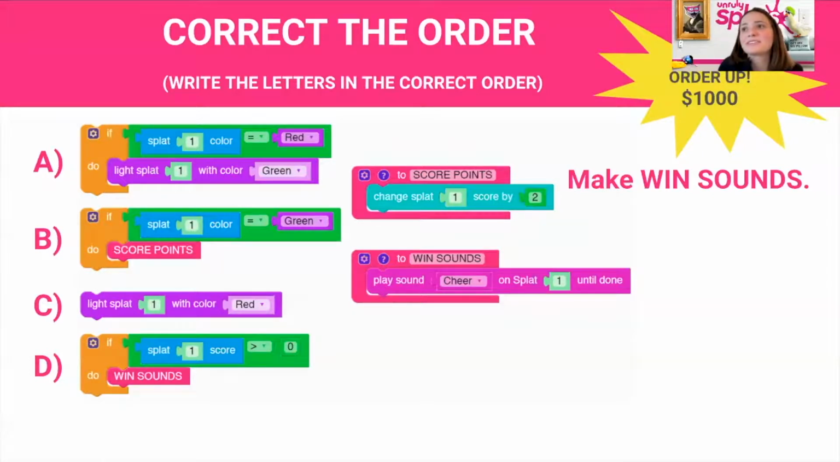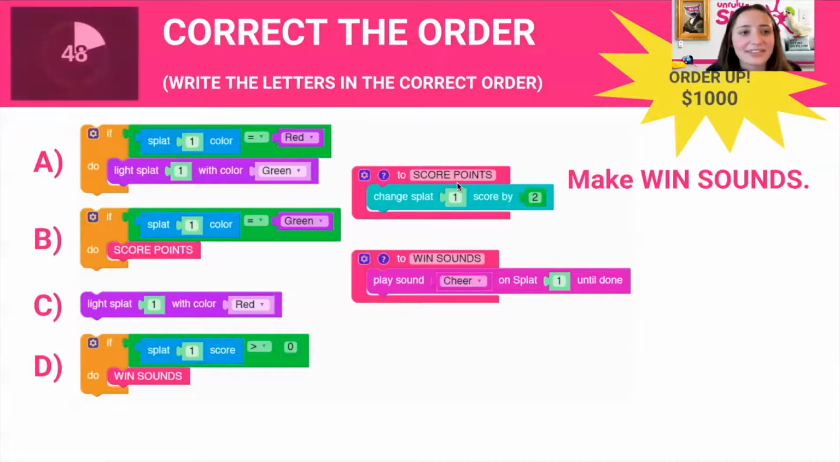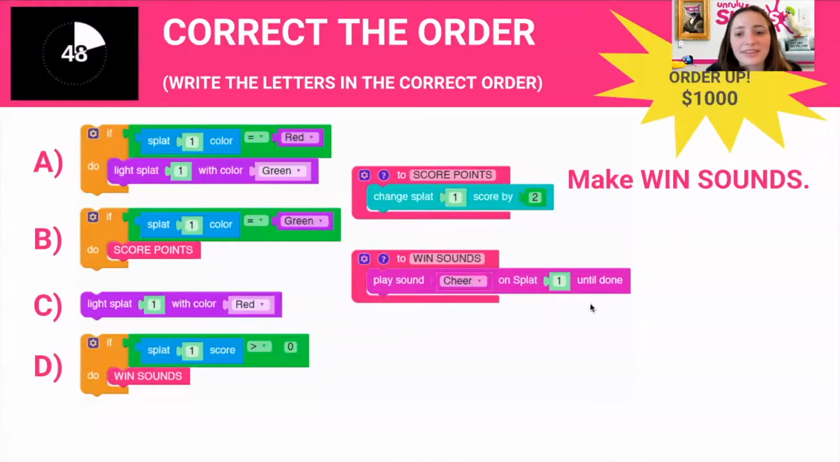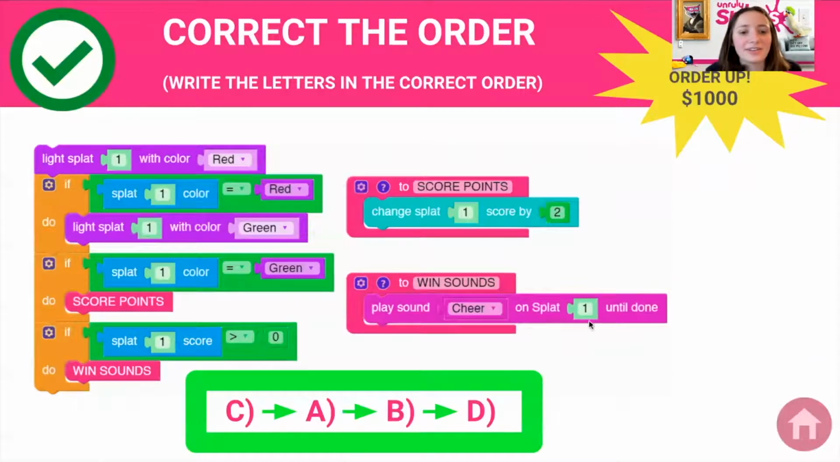Nice, we got some answers. C, A, B, D, A, B, D, C. Great. Yeah, I'll switch over. Let's see what's correct. Great, so it's C, A, B, D, which a lot of you got, which is great.